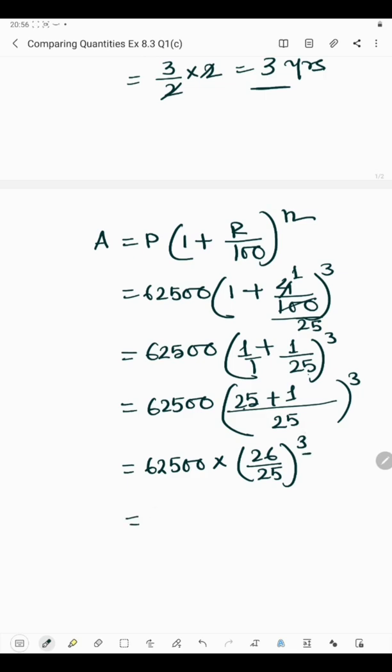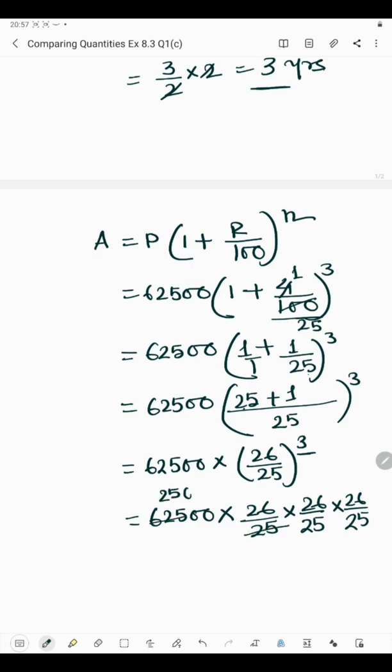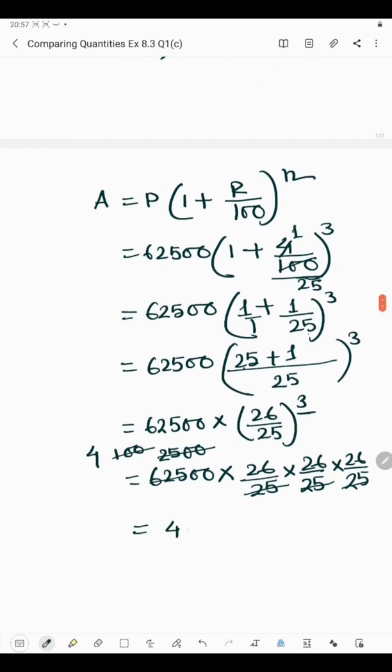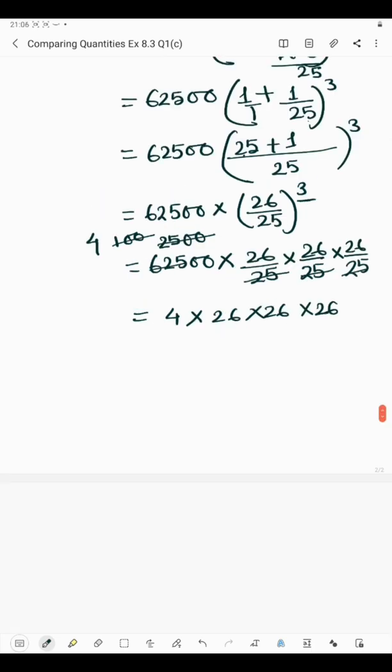Now if the power is 3, that means it will be multiplied 3 times. So 62,500 multiplied by 26/25 multiplied by 26/25 multiplied by 26/25. It will be multiplied 3 times as the power is 3. Now 25 25s are 625 and 2 zeros, so it's 62,500. So 25 ones are 25, and 25 fours are 100. Now we have 4 multiplied by 26 multiplied by 26 multiplied by 26.